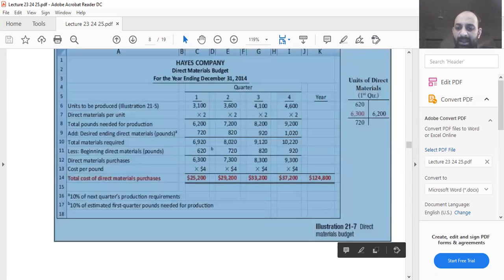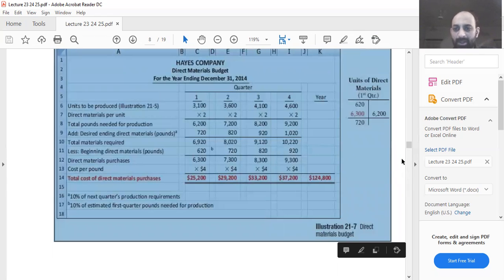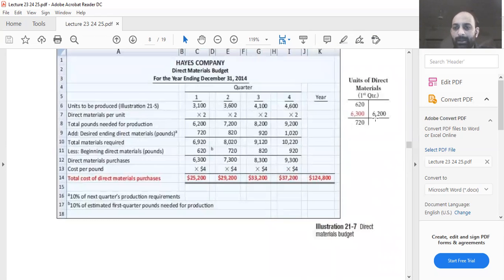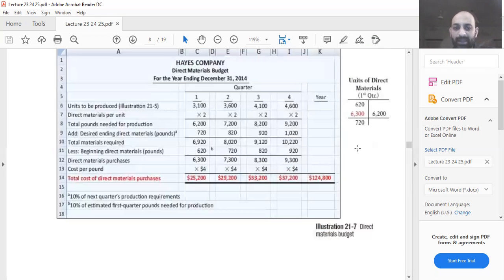And this is the T account for the units of direct material purchases. For the first quarter, it says 620 beginning direct material level. Then you have 300, which is the direct material purchases for the year. And you get this 6200, which goes into, obviously, the total pounds needed for production. So you get the closing balance as 720.